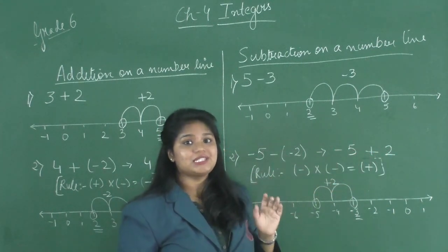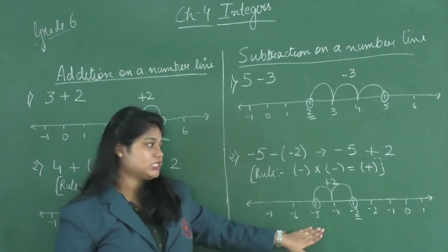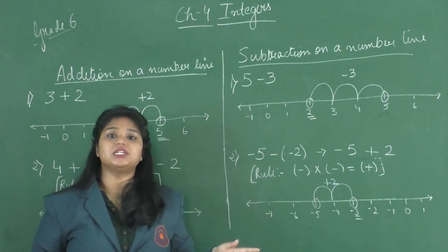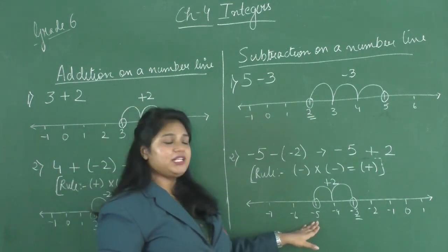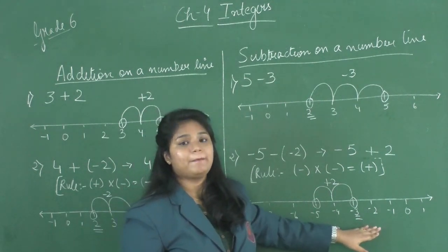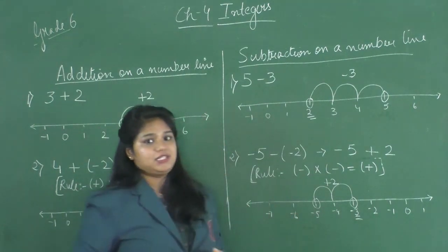-5 is your first addend. So we will mark -5 on the number line first. Then we have plus 2. That means 2 steps towards the right. So from -5, when we jump 2 steps towards the right, we reach -3. So the answer to this question is -3.